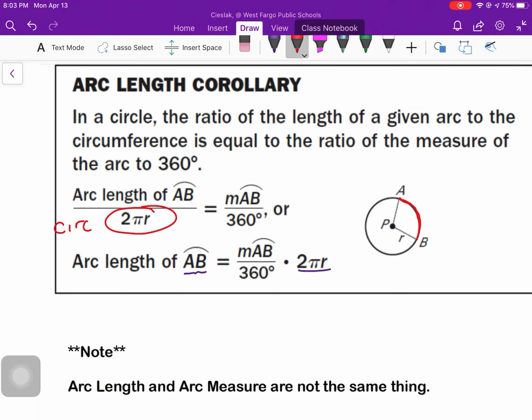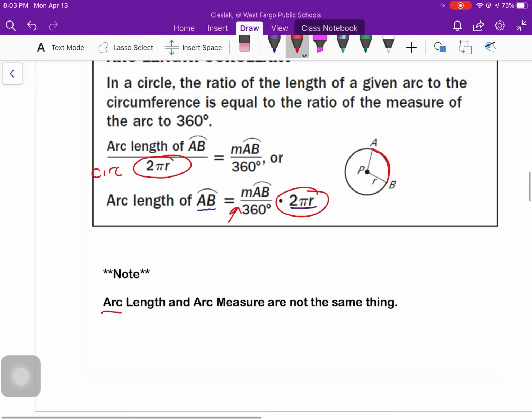The other way is to just take the circumference and multiply it by what portion you are looking for. Okay, now this is important. Arc length and arc measure are two different things. Arc measure, right here, measure of AB, is in degrees.